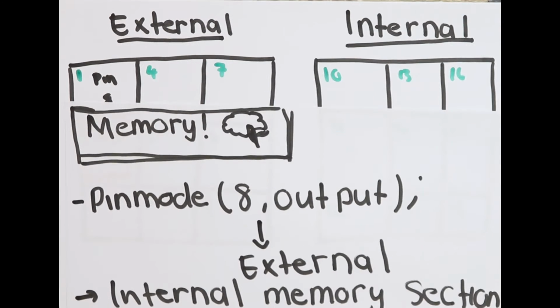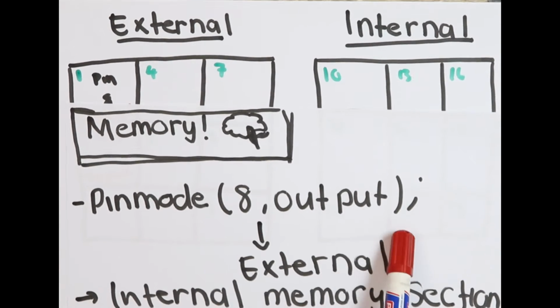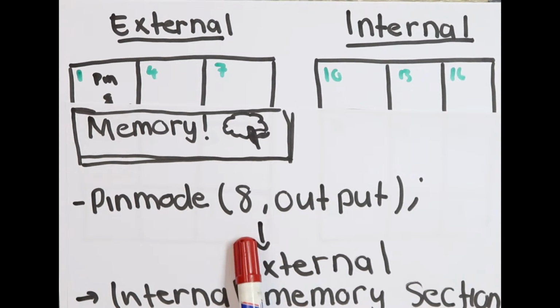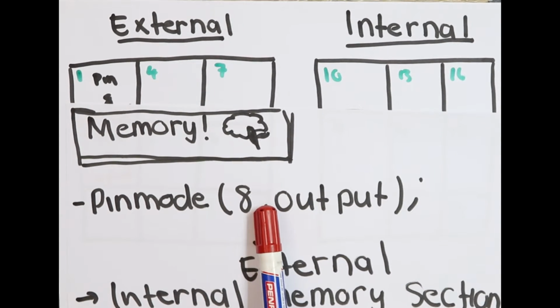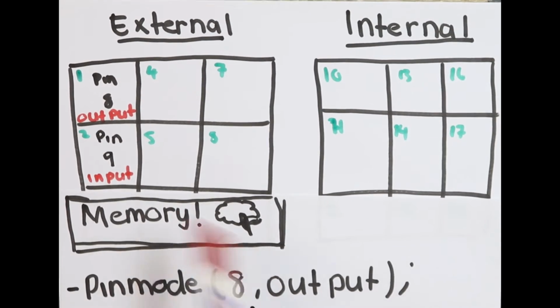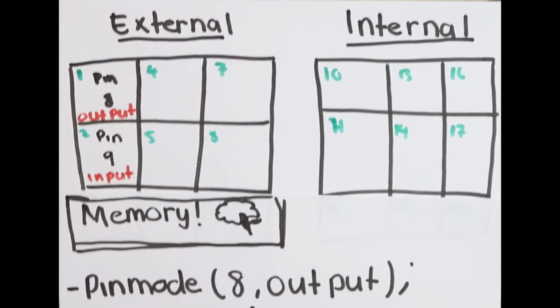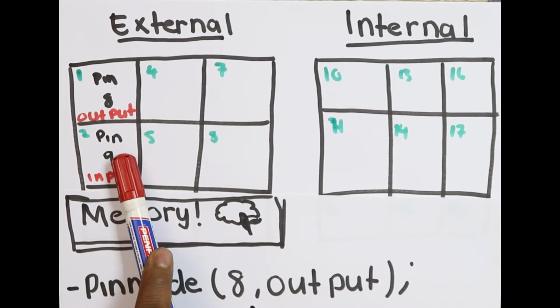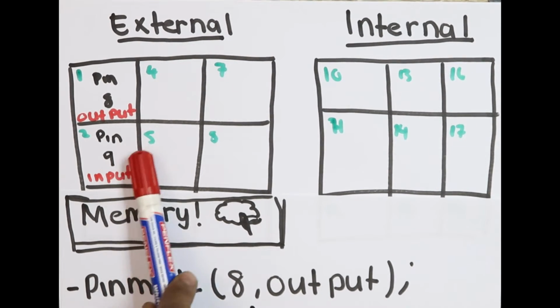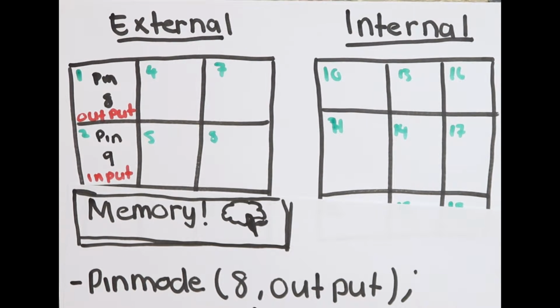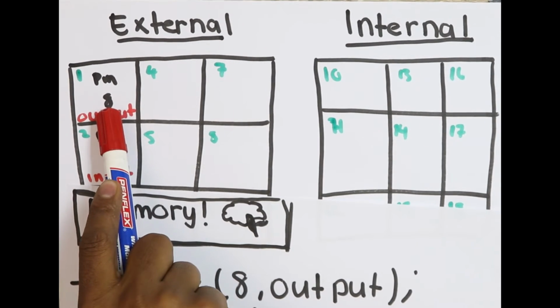So when it reads this line of code, it says, okay, setting pin number 8 as an output, and I'm going to store that information in shelf number 1. Setting pin 9 as an input, I'm going to store that information in shelf number 2. And that's how it always remembers this. When it reads the instruction, it stores it into memory.